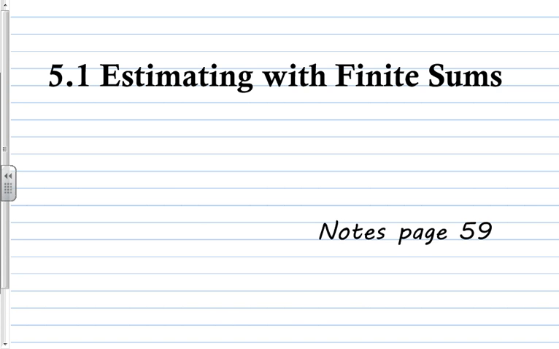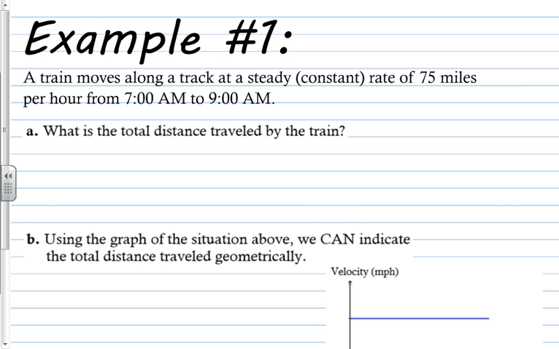All right, 5.1, estimating with finite sums. So example 1. A train moves along a track at a steady constant rate of 75 miles per hour from 7 to 9 a.m. What is the total distance traveled by the train?